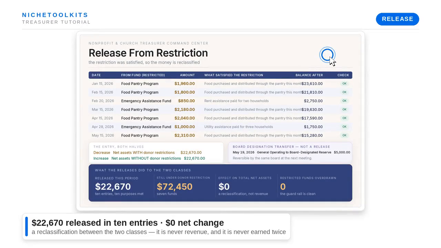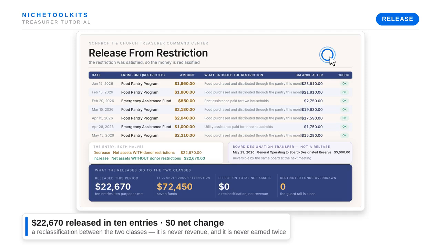Under the standard, every expense is reported in net assets without donor restrictions. All of them, always. So restricted money reaches an expense by being released into the unrestricted class first. This period, Cedar Hollow released $22,670 across 10 entries, and the effect on total net assets is exactly zero.